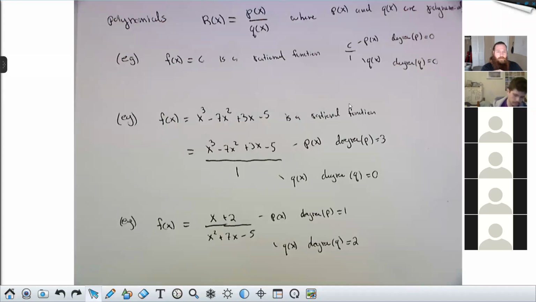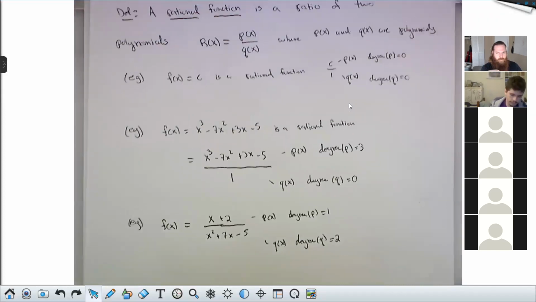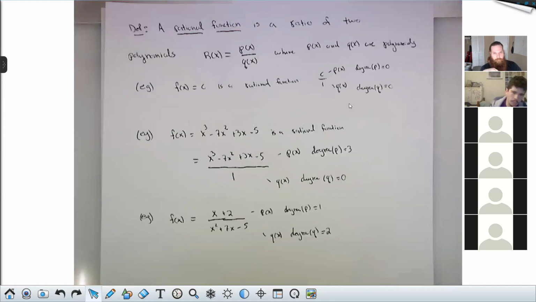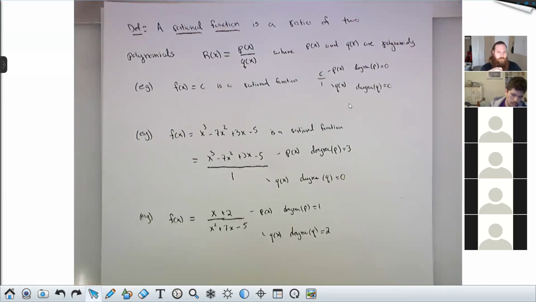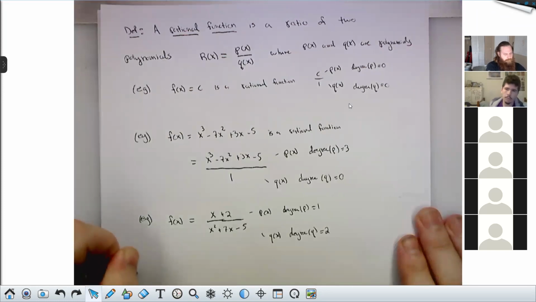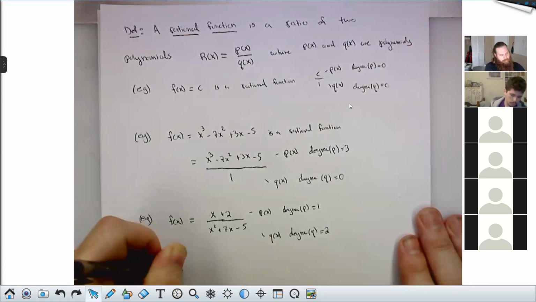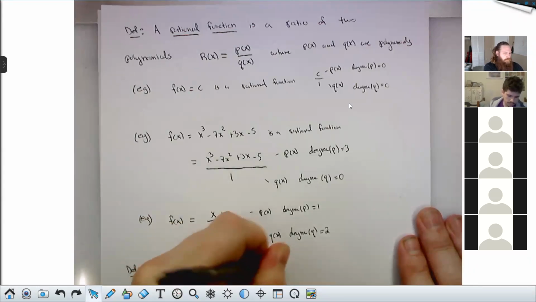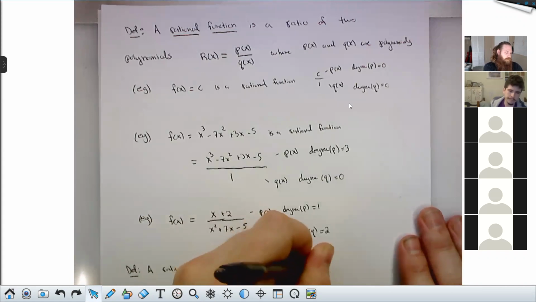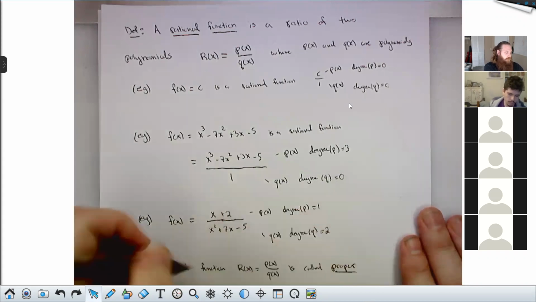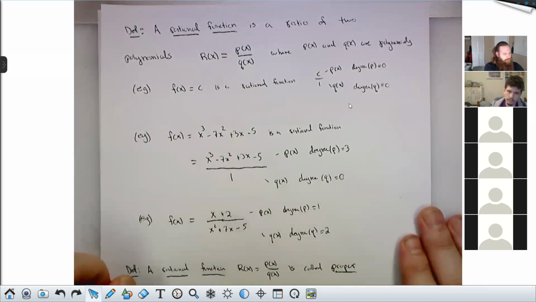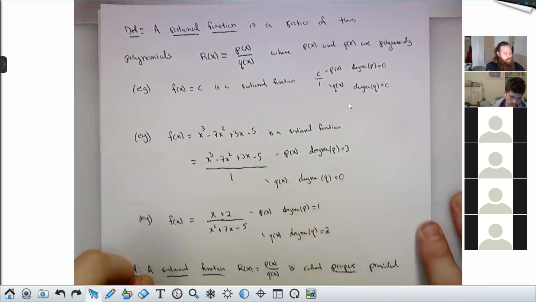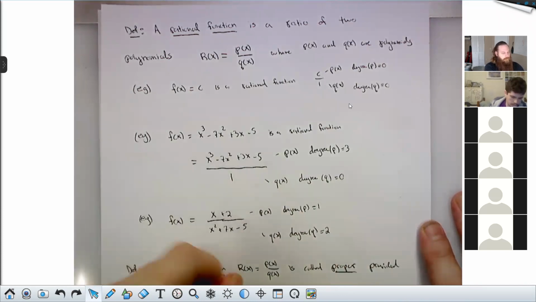I'm writing out the degrees here for a reason, because I'm going to define a special subclass of rational functions called proper rational functions. I'll call a rational function proper if the degree of the bottom is bigger than the degree of the top, strictly bigger. A rational function, R of x equals P of x over Q of x, is called proper, provided the degree of Q is strictly bigger than the degree of P.